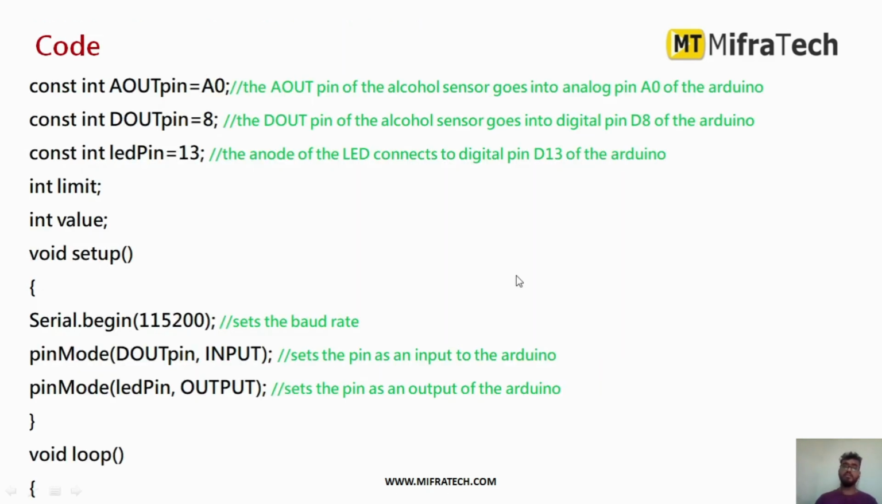Next we will see how to program it. As I connected the analog output to pin A0, I am defining the pin earlier itself. After that, the digital output to pin number 8, and the LED I have connected to pin number 13. After that, I am defining 2 variables, int limit and int value. After that, we will do the setup. In order to see the output in the serial monitor, I am using Serial.begin with some baud rate. After that, the pin mode. As the sensor is used as the input, in the pin mode I have to define it as input only. So I am defining the pin mode of D out as input, and the LED I am defining as output.